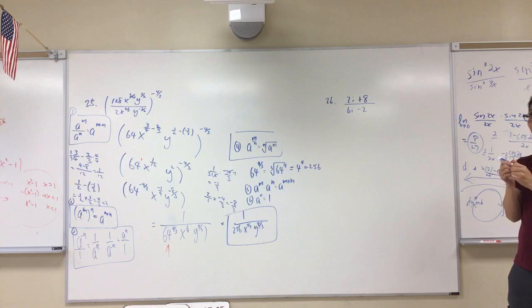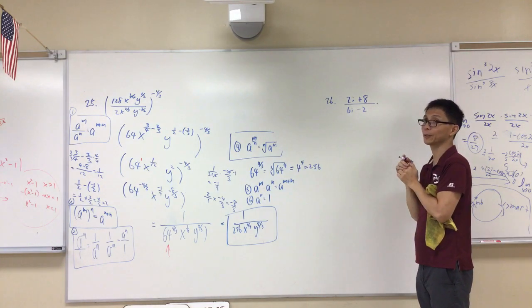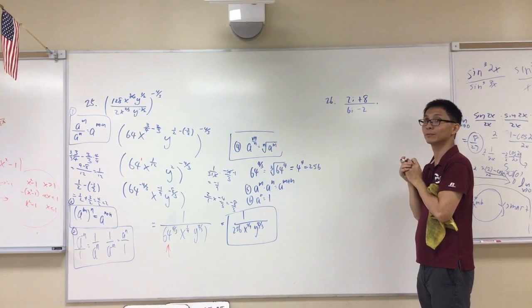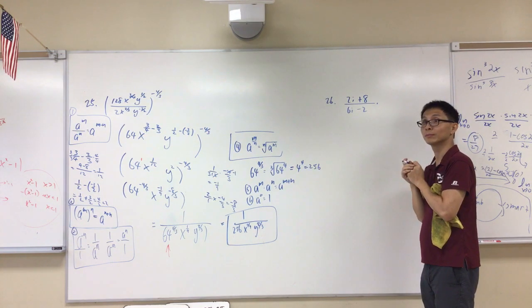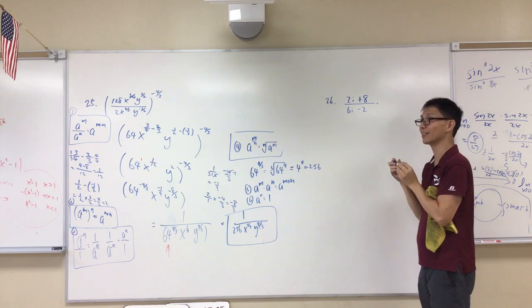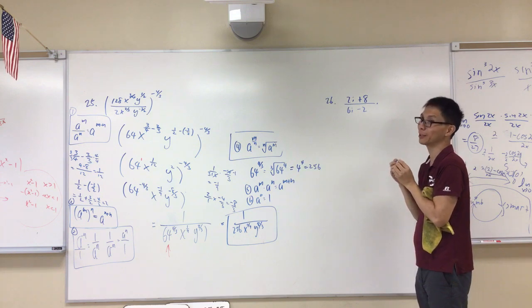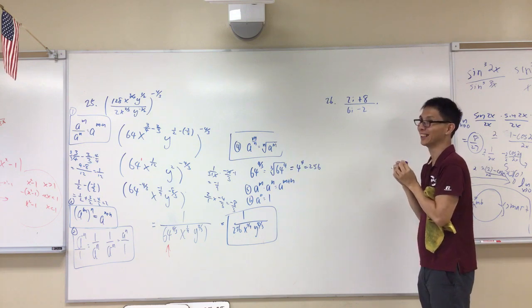Don't you have to square root it? No, you cannot square root it. You multiply by 6i plus 2. There's Spider-Man there. Spider-Man is actually smart, by the way.